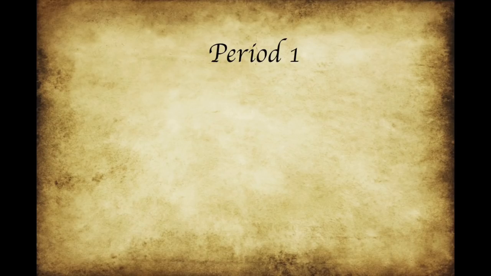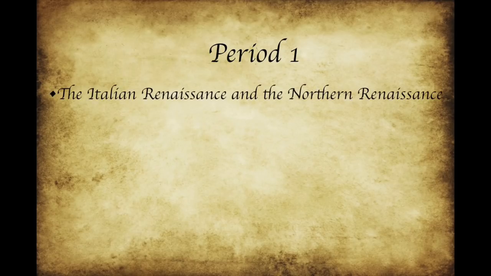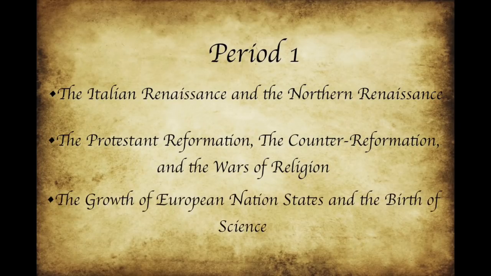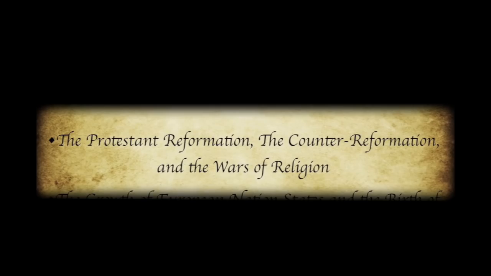Period 1 deals with three main topics: the Italian Renaissance and the Northern Renaissance; the Protestant Reformation, the Counter-Reformation, and the Wars of Religion; and the growth of European nation-states and the birth of science. Some of these topics are a collection of achievements, while some are a collection of events.